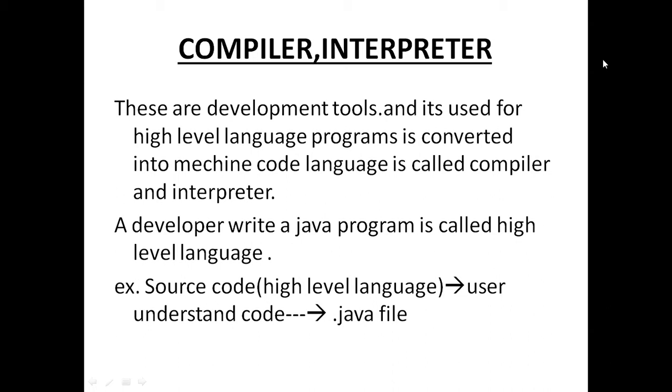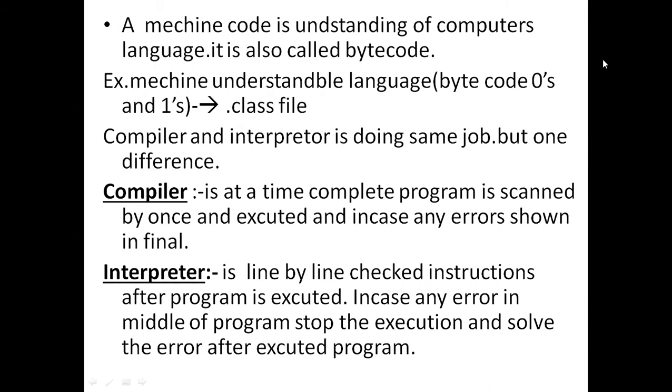Next, machine code. Machine code is the language a computer understands. It is also called bytecode. For example, the machine code understandable language is bytecode, that is zeros and ones. This creates one .class file. This is called machine code.